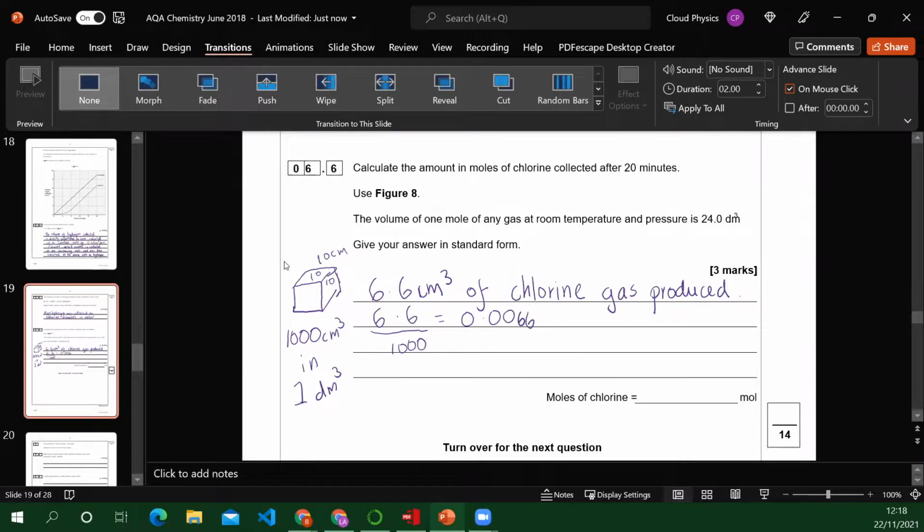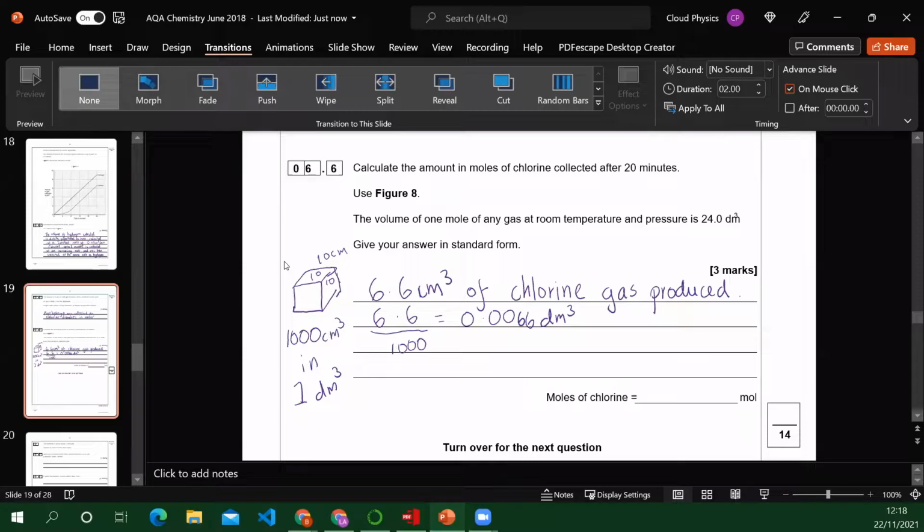You definitely need a calculator. You could do it without one, but I would just recommend you use one because you can use one in an exam. So that's in dm cubed. We're pretty much nearly all there. Now we need moles, and we are told that 1 mole occupies 24 dm cubed.